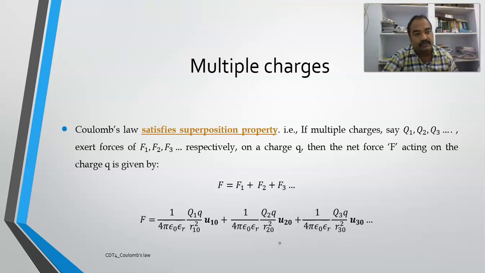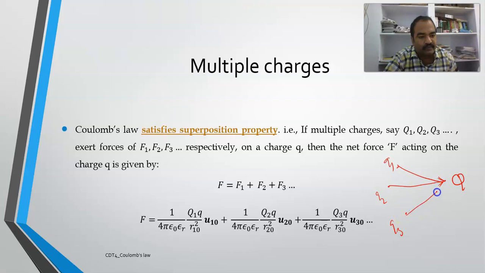So let us suppose there are multiple charges. We have already seen this in the last video lecture itself. Coulomb's law satisfies the superposition theorem, which means that if there are three charges, q1, q2 and q3, and there is a charge q here, and all of these charges exert forces on this particular q, the resultant force is nothing but the vector sum of all these forces.